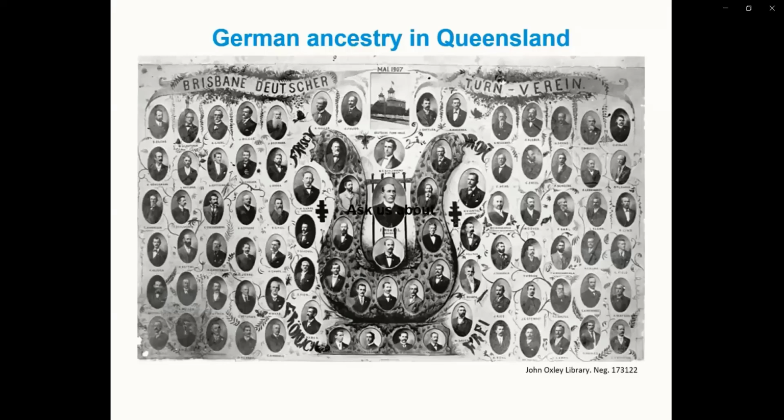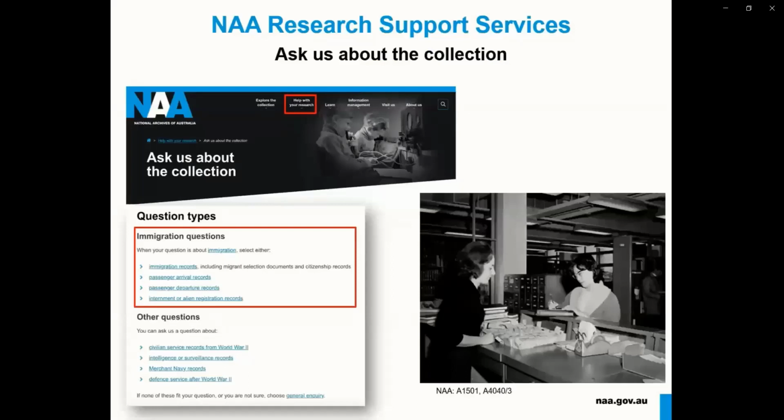You can access our research support service by submitting an online question. We provide basic reference work for free and aim to respond to your question within 30 business days. Simply go to our website and under the tab Help with Your Research, select Ask Us About the Collection. Scroll down until you see the heading Question Types and select the category most relevant to your research. It's best to include as much detail about your question as possible. This will help the reference officer managing your query to complete a thorough search of our collections and finding aids.